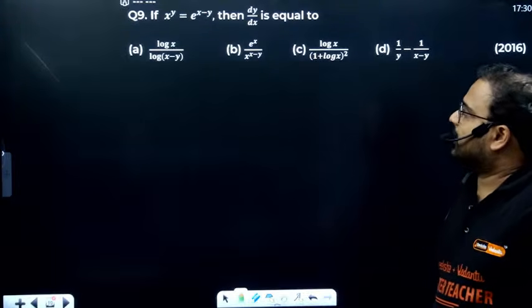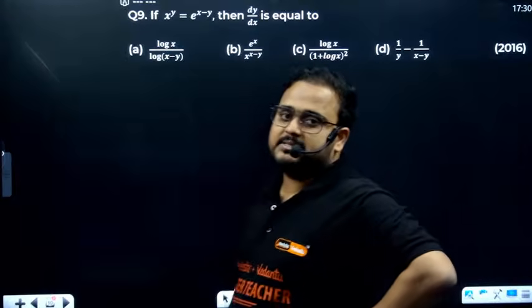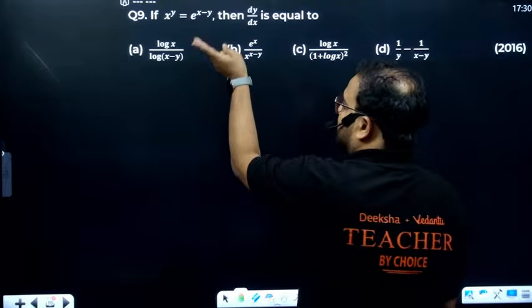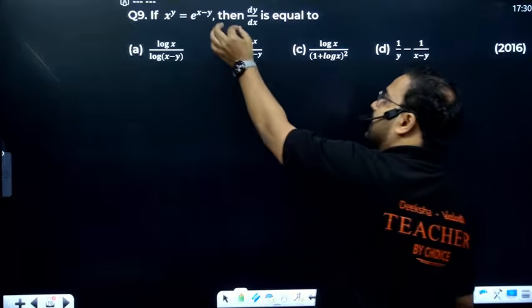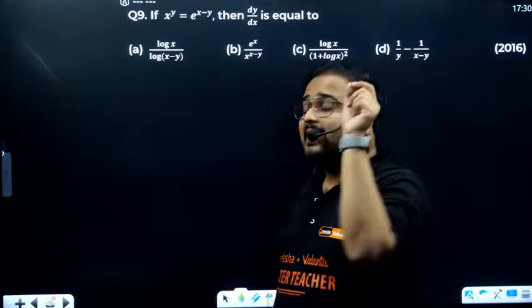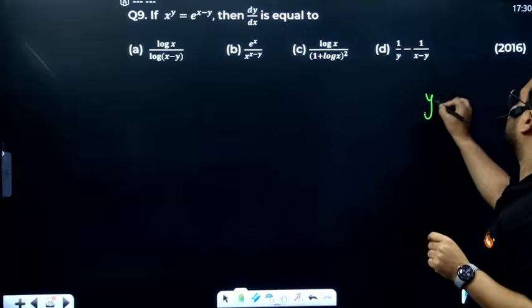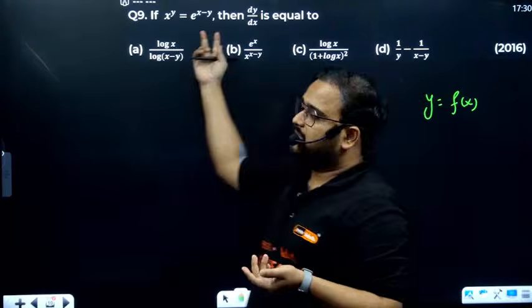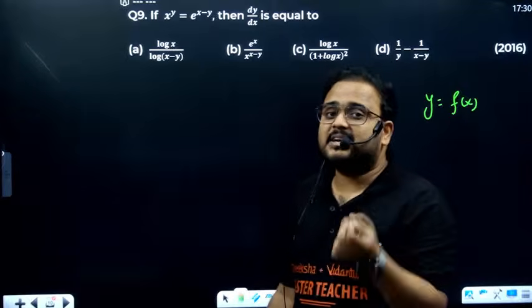x power y equals e power x minus y. What type of question is this? This is the question from logarithmic differentiation because we have an implicit function. Why implicit? Because you don't have the question directly given in the form y equals f(x). This is a case of implicit function.